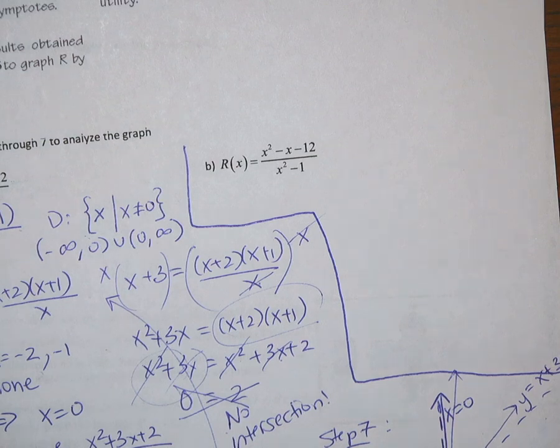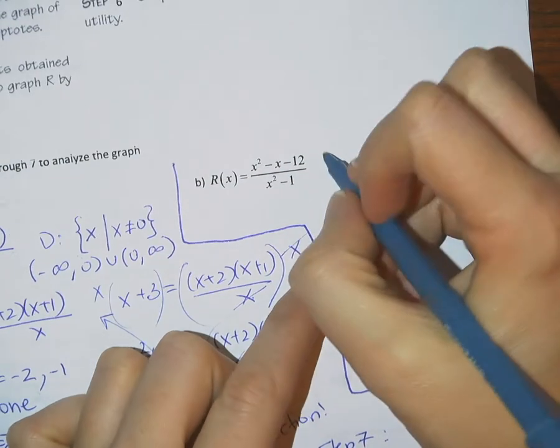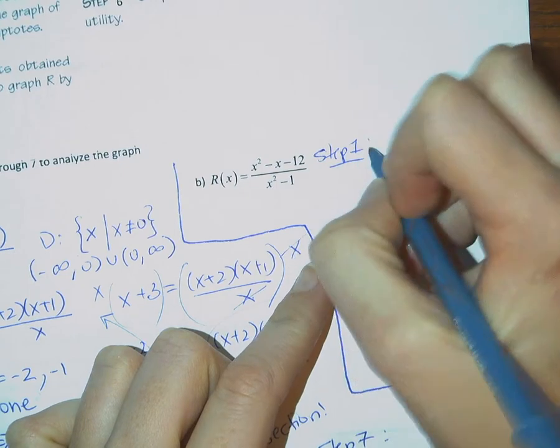Alright, this is Ms. Robinson again, continuing with example 1 on section 4.5. If we move on to 1b in section 4.5, we see that we have a new rational function, x squared minus x minus 12, all divided by x squared minus 1. We're going to follow the same steps that we followed last time. So let's start with step 1.